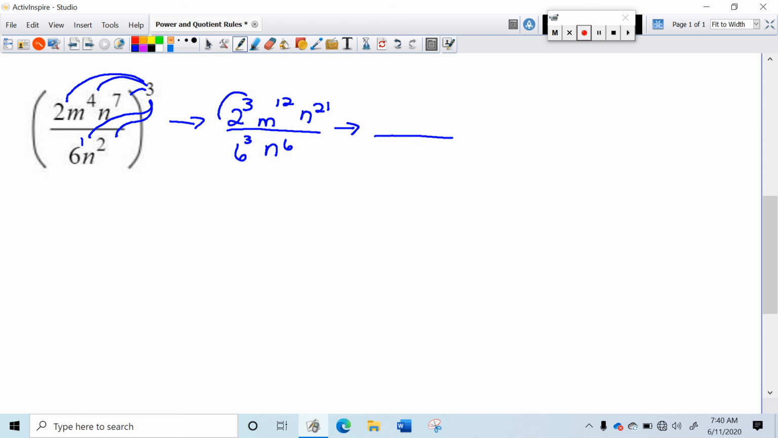Figuring out the numerical part, 2 cubed means 2 times 2 times 2. It means the 2 3 times. So that equals 8 when you multiply that. 6 cubed is 6 times 6 times 6. 36 times 6, 216, I believe. Let me check that. Yes, 216.